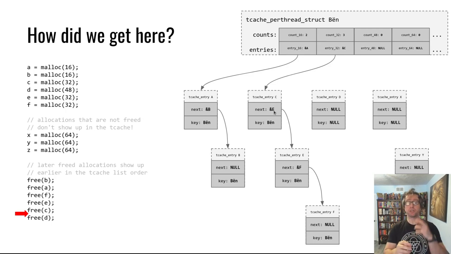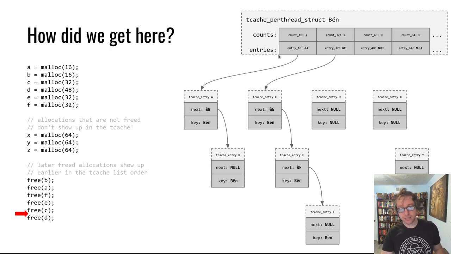And the reason that they put it in the head is that is the fewest amount of memory operations. All you have to do is update this and update this. Everything else stays the same, which is very nice. So then the entry points to C, C points to E, E points to F. F points to null, and they all point back to the tcache per thread struct with their key.